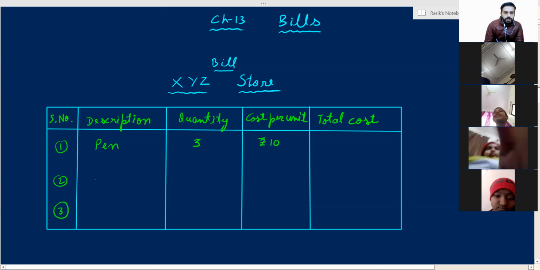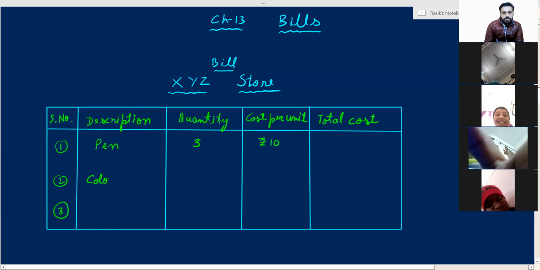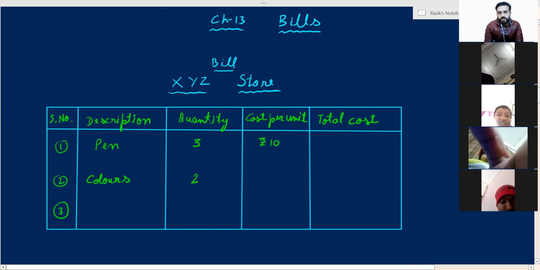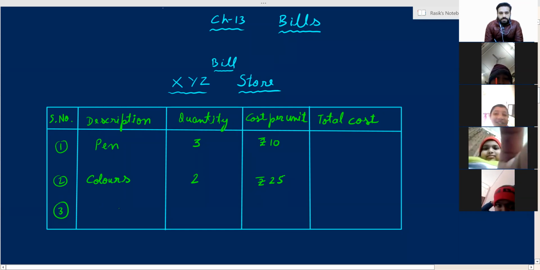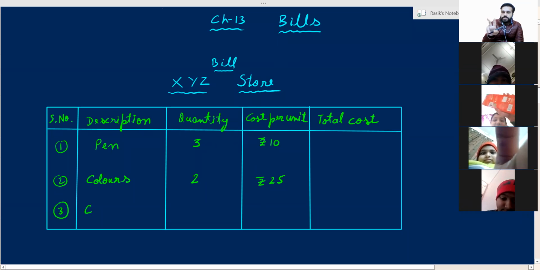Okay, total. Next item is colors. You bought 2 pieces, 2 quantities. Suppose the price of each is rupees 25. So 50. No, no, sir, 2 packs. Two packets, and the price of each packet is 25.